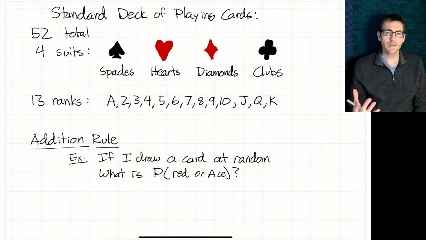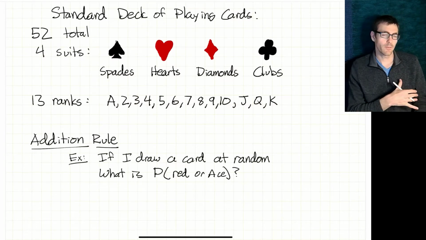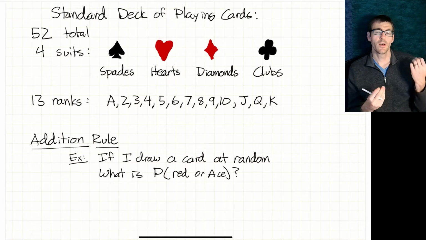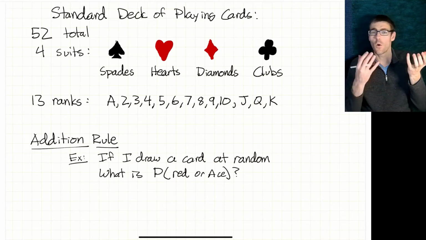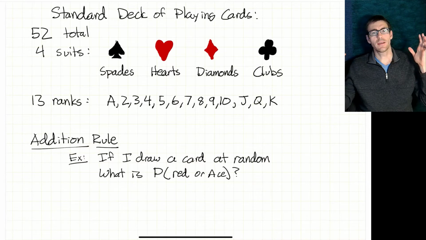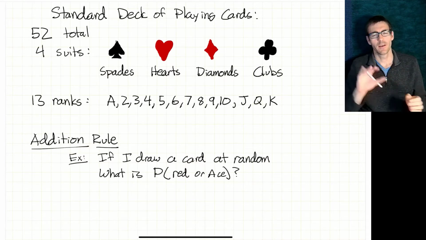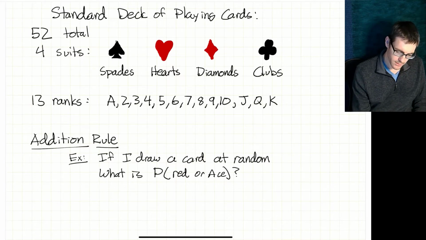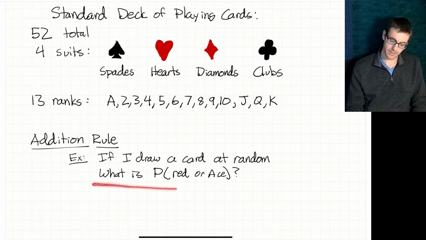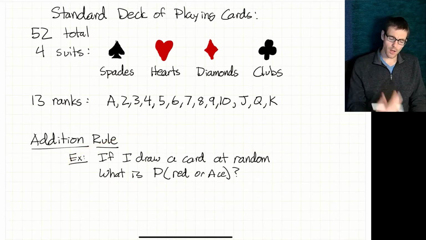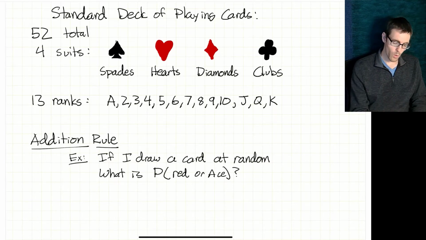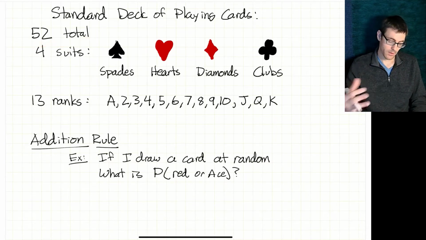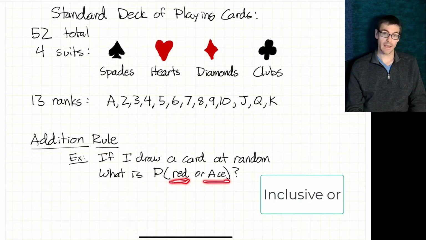Right. Let's revisit the addition rule that we talked about last time. Last time we said that if we are talking about the probability of A or B occurring, then we can add the 2 probabilities together. And there was one important caveat that we're going to discuss now. So let's revisit this with this particular question. If I draw a card from this standard deck of playing cards, in other words, if I select one of the 52 cards at random, then what is the probability that the card is either red or an ace?